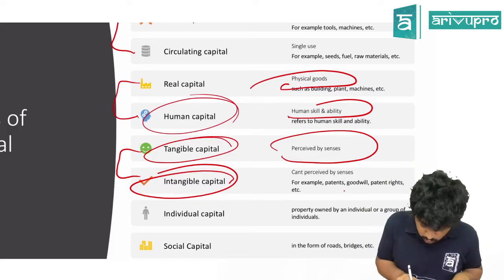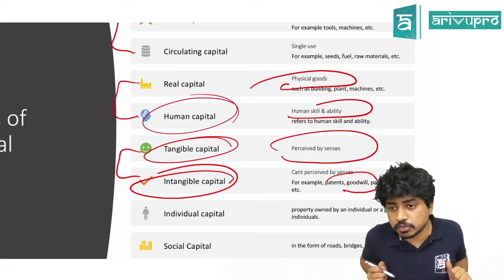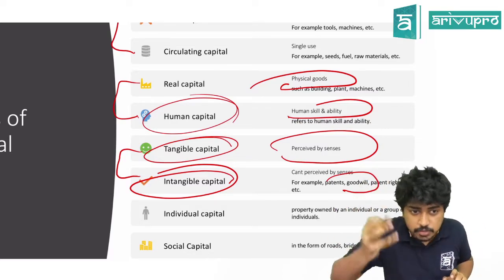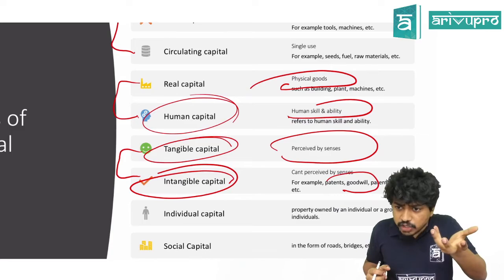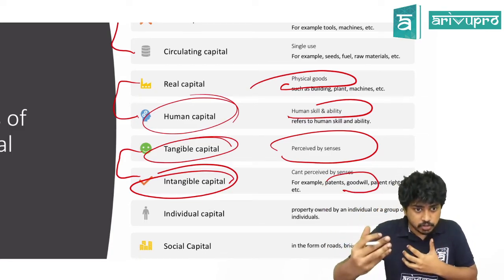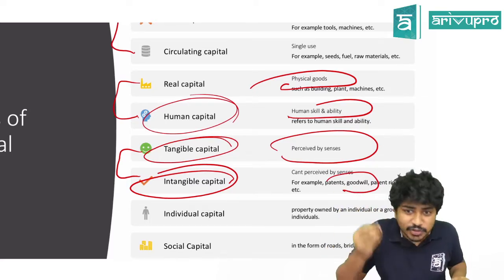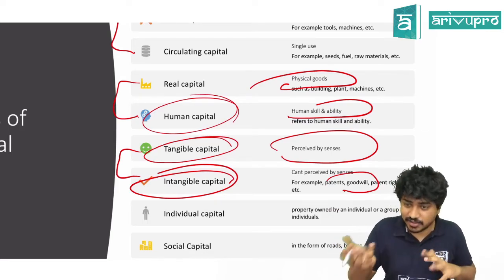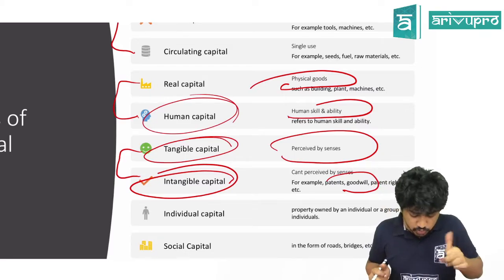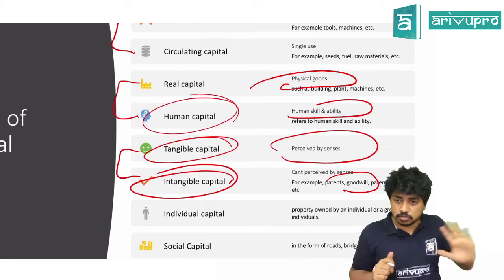For example, goodwill, patent rights. Why did you guys join ArivuPro? Because it is a good institute, with goodwill. Can you quantify it? No, they have good ratings. That goodwill is built up, no? That is also capital of ArivuPro. Can you touch it? Can you hear it? Can you sense it? Nothing. But it is an intangible. The thumb rule is, can you perceive it by your senses? Tangible. If not, intangible. Are we clear?